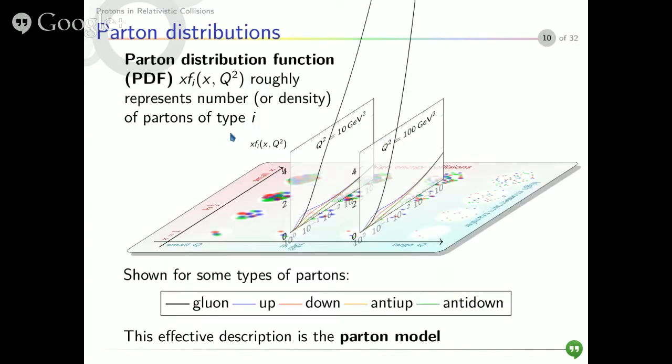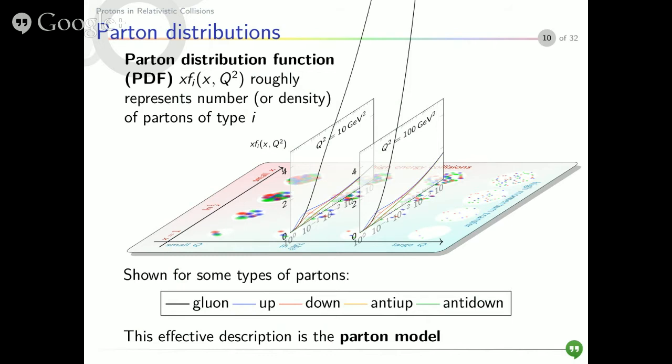And so there are functions we call parton distribution functions, which basically characterize the density of particles, or something roughly like it, as a function of these variables x and Q. They're functions of two variables, so if you plot them over the xQ plane, then they shoot up as the number of particles gets larger. There's a different kind of parton distribution function for each kind of particle.